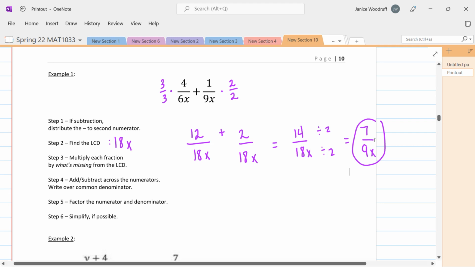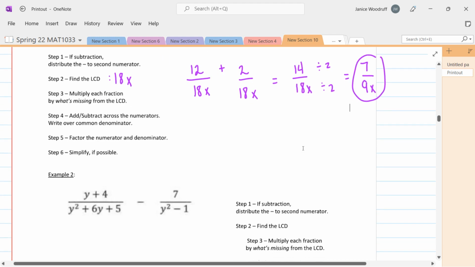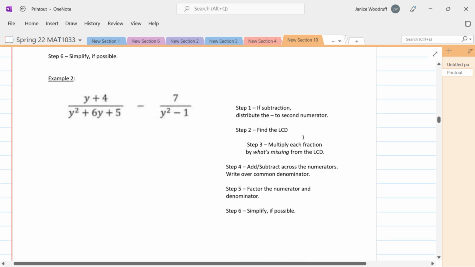No, not always. Depends on what the problem is. So then when you look at example 2, it gets a bit more complicated, but we just start following the steps. Okay, so we have subtraction. So I'm just going to distribute this. There's only one term, so just make it a minus 7 there.